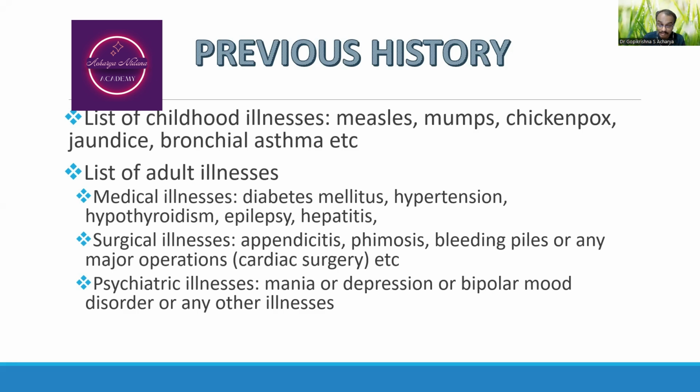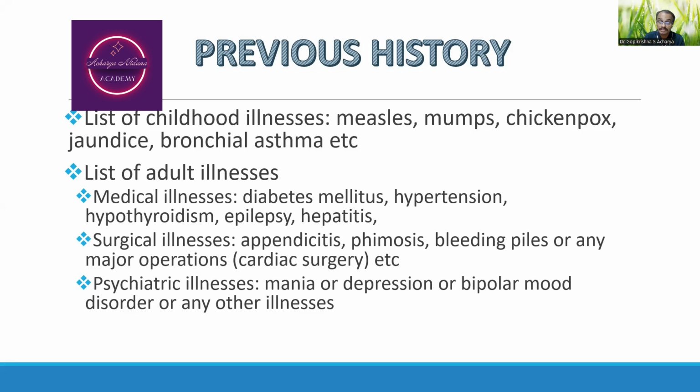When thinking about adult illnesses, there are further three categories: medical illnesses such as diabetes mellitus, hypertension, hypothyroidism, epilepsy, and hepatitis, etc. Regarding the previous history related to surgical illnesses: history of appendicitis, phimosis, wherein the urethral passage gets narrowed so that urine will not flow in the male suffering from phimosis, bleeding piles, or otherwise any major surgeries, cardiac surgeries, etc., have to be recorded there.